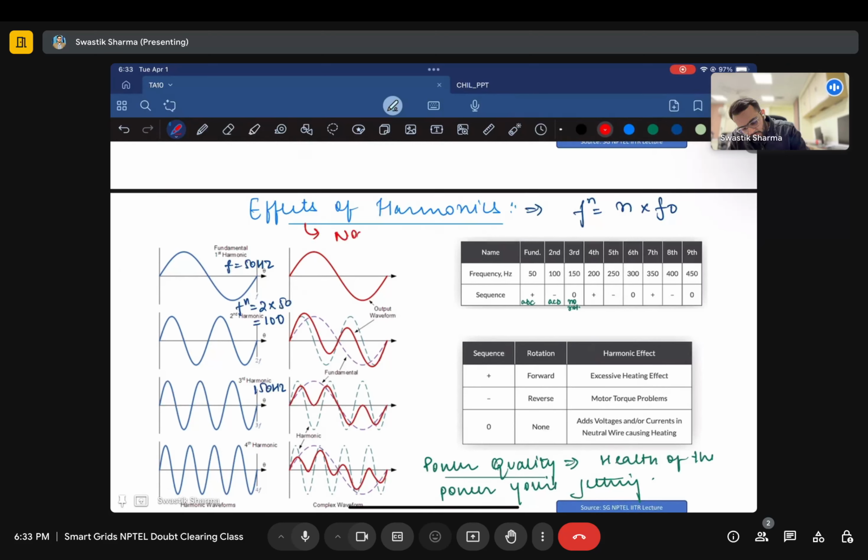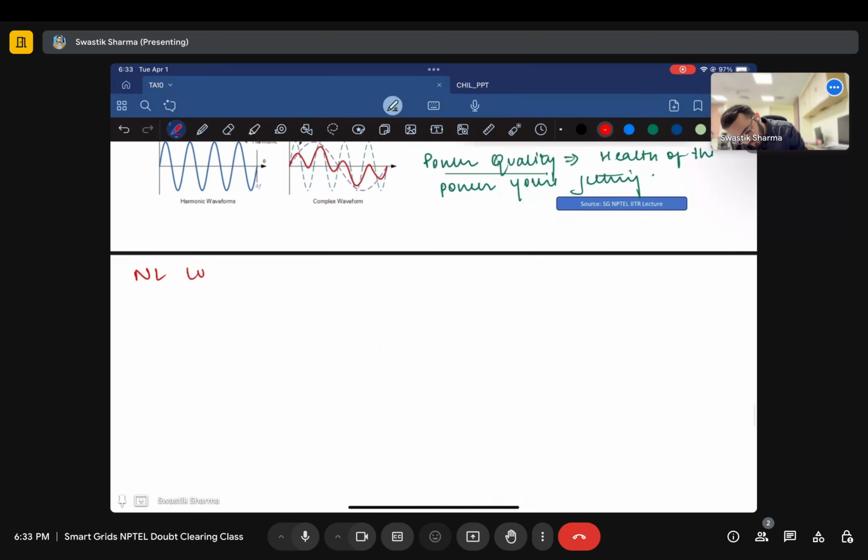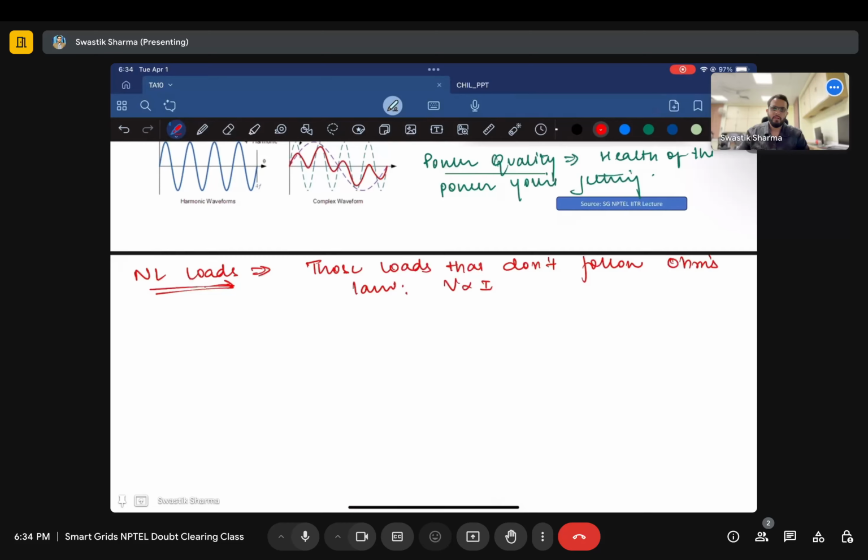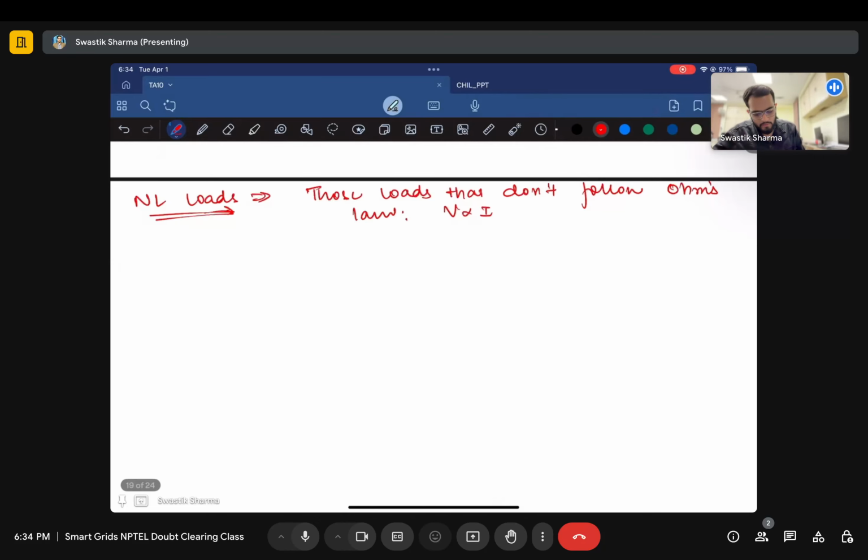Now, how do these harmonics come into play? It's because of the presence of nonlinear loads. So what are nonlinear loads? Nonlinear loads are those loads that don't follow Ohm's law, which says that V is proportional to I, right? So an increase in current directly increases the voltage. And what are their examples?